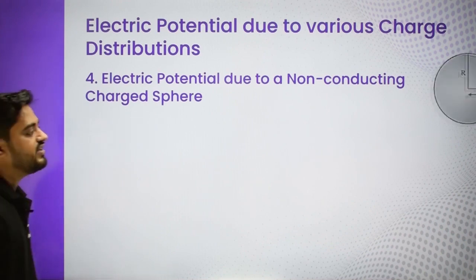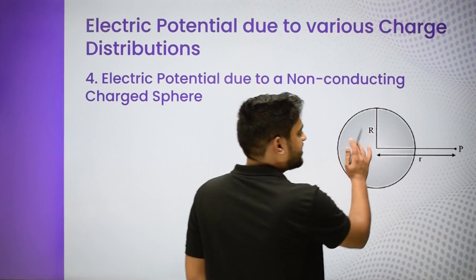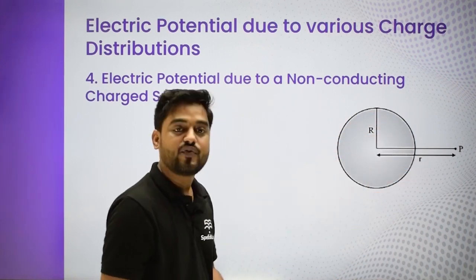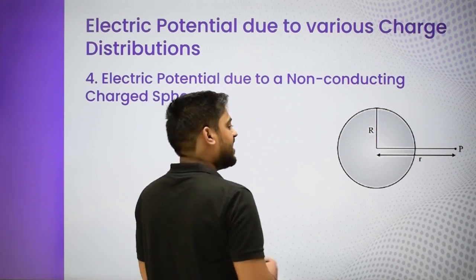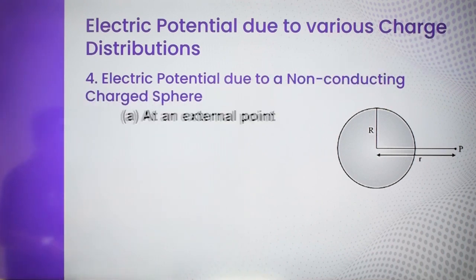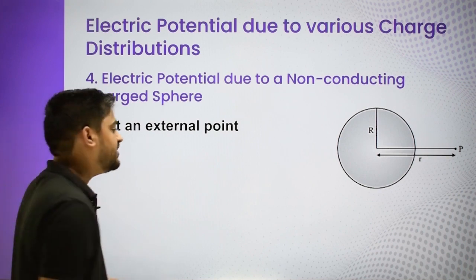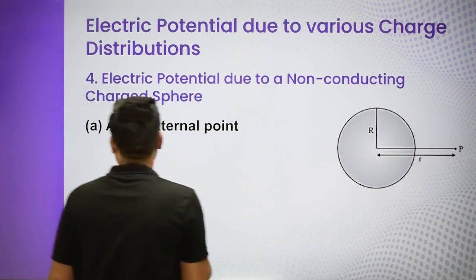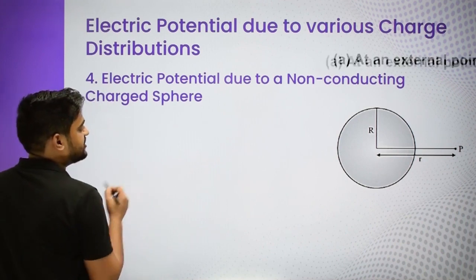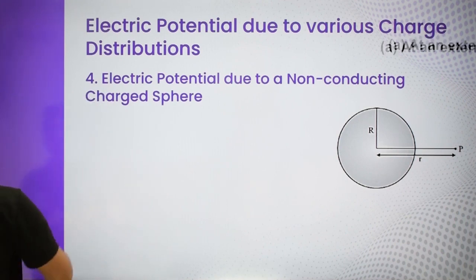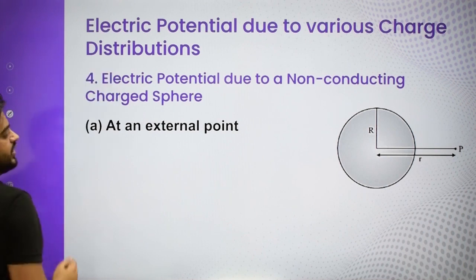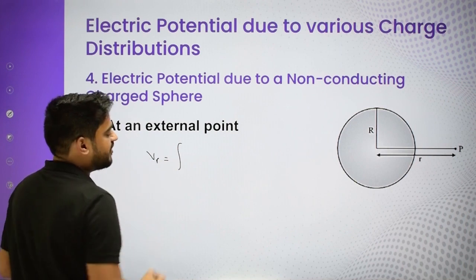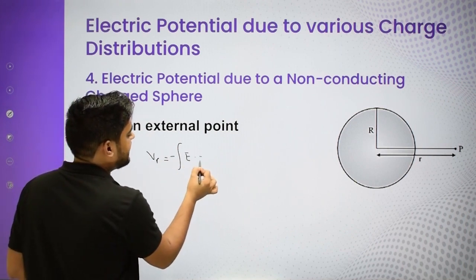So here we have a non-conducting charged sphere, where the charge is distributed throughout the volume. Now if I again have to do the same thing, I have to get the potential at an external point. So I will go to a distance x, and the potential at a point P is given by the negative of the integration of E dx.